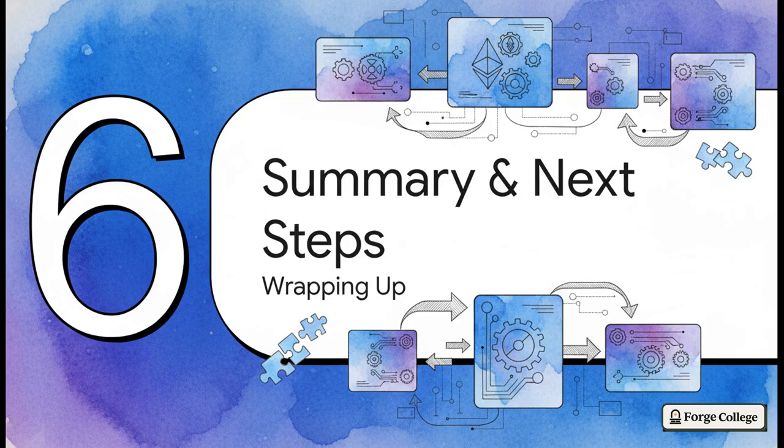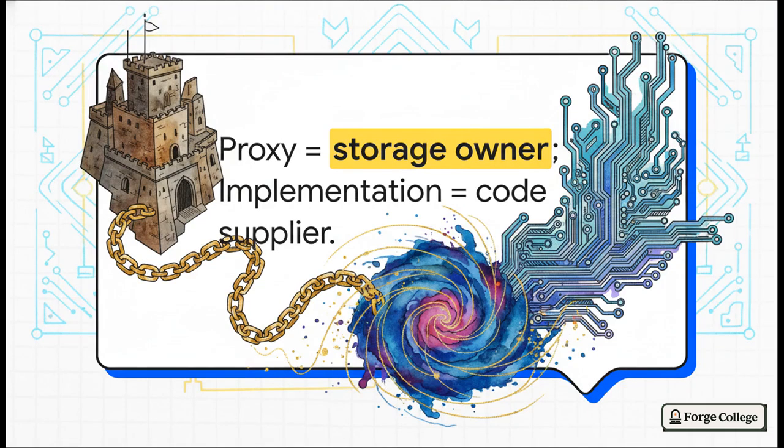Section 6. Summary and next steps. Wrapping up. This theoretical foundation is incredibly important as we prepare to apply these principles to the rest of the Advanced Solidity Project's composability course. Just remember this golden rule derived directly from our architecture. Proxy equals storage owner, implementation equals code supplier. They are forever held together by the powerful glue of the delegate call. If you keep this invariant in mind, you are going to avoid the vast majority of upgradability bugs out there.